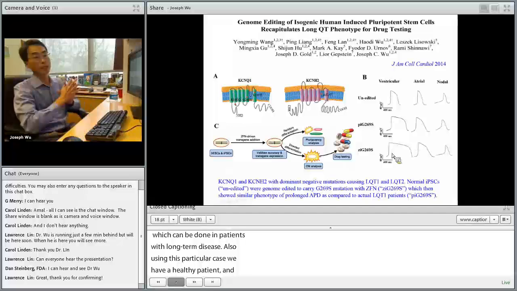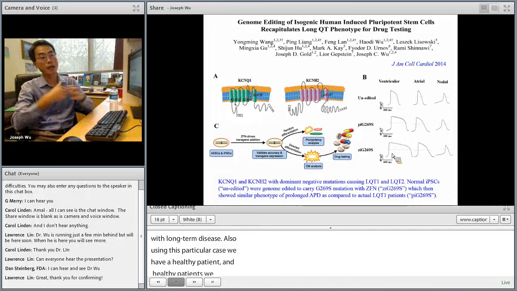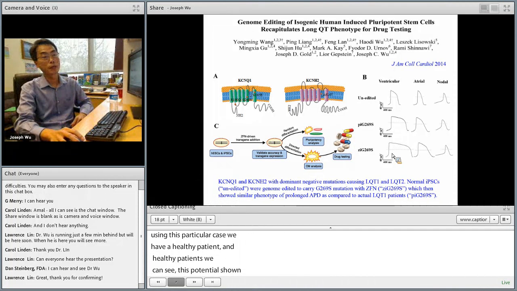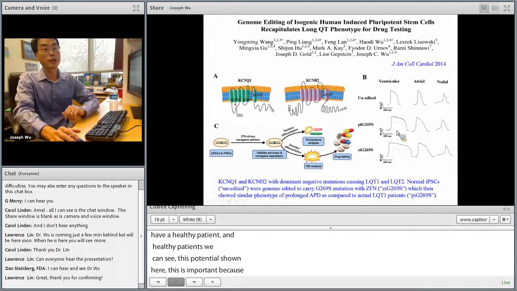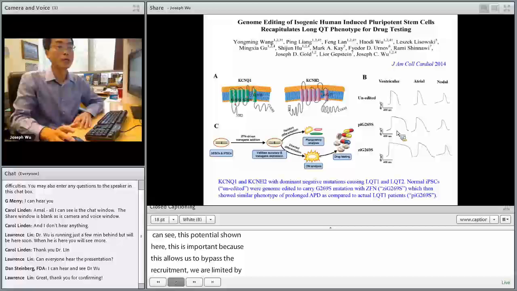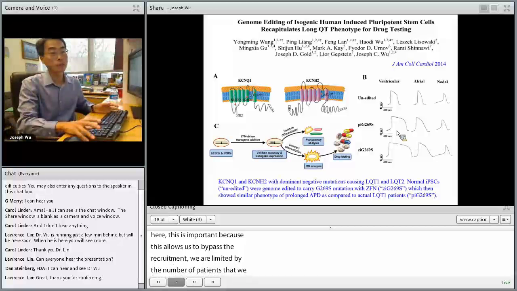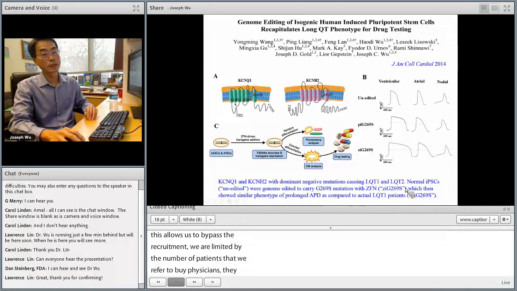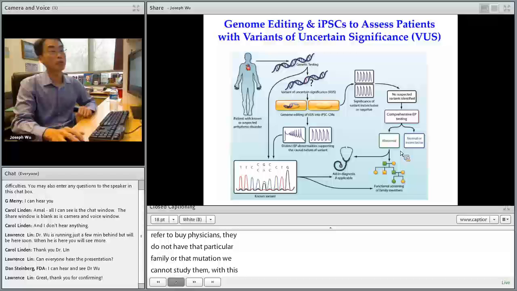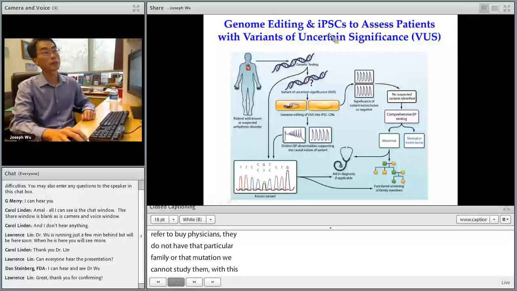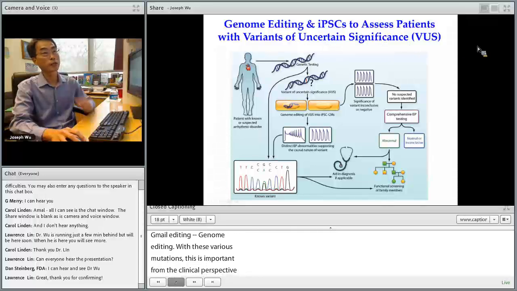So this is important because this allows us to bypass patient recruitment, because we are limited by the number of patients that are referred to us by our physicians. And if the patients do not have that particular mutation, we cannot study them. So here with genome editing, CRISPR or TALEN editing, we can create these custom designed iPS lines with their various mutations. And this is important because from a clinical perspective, we should be able to combine genome editing and iPS cells to assess patients with particular variants of uncertain significance, as shown here.